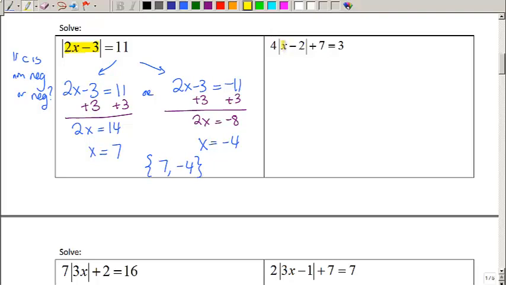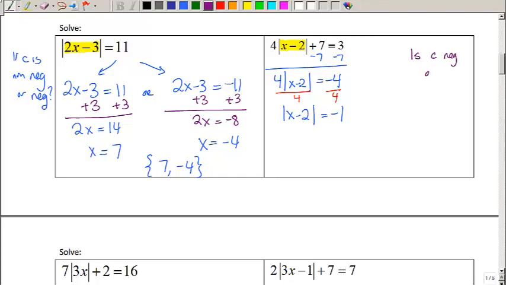On the next example, my expression is not yet isolated. So before I can start this problem, I need to isolate my expression. I'm going to subtract 7, and then divide both sides by 4. And now my expression is isolated. So the next question I ask myself is, is c negative or non-negative? In this case, my c is negative 1. So that means it is negative.